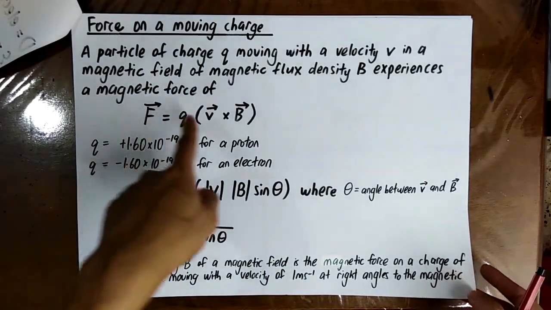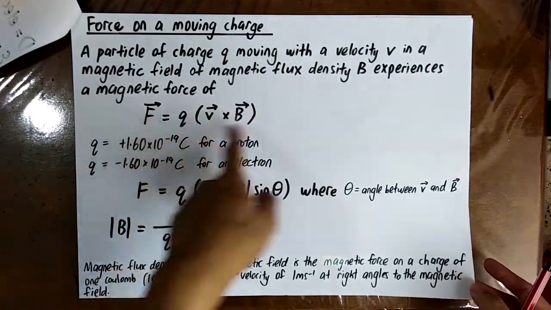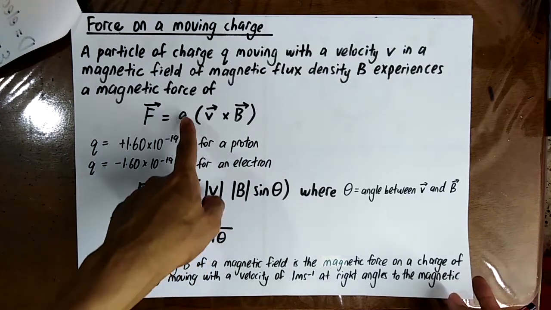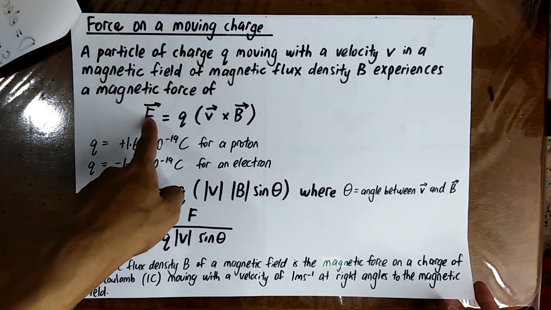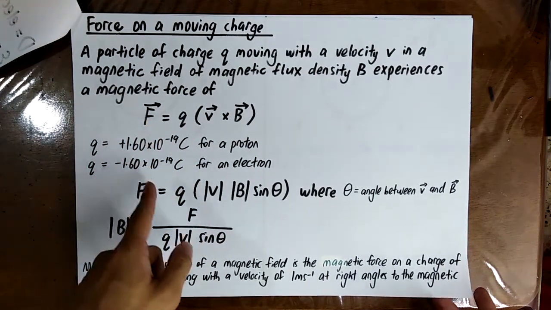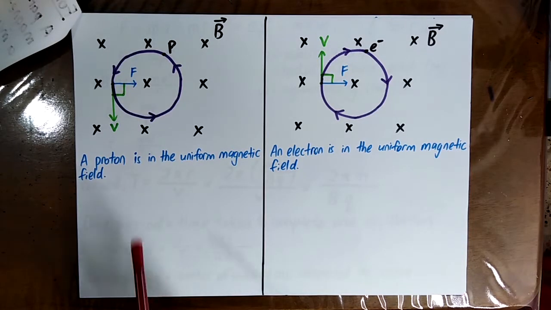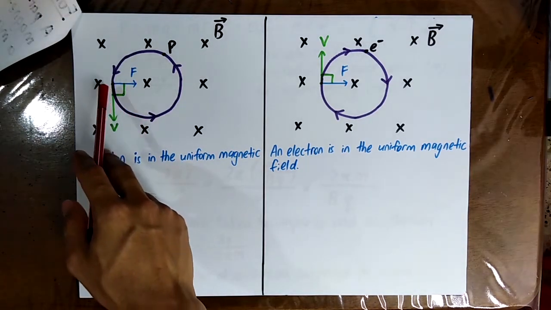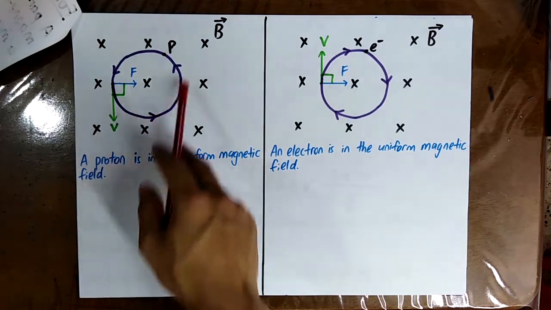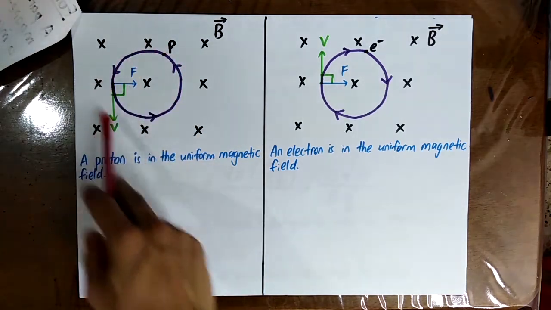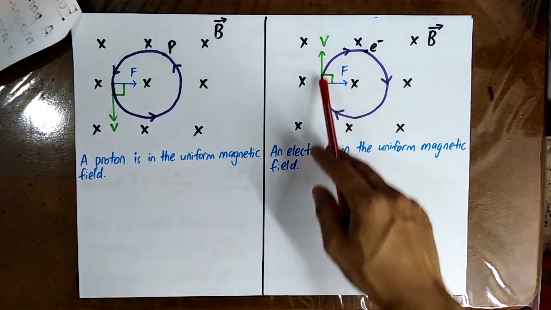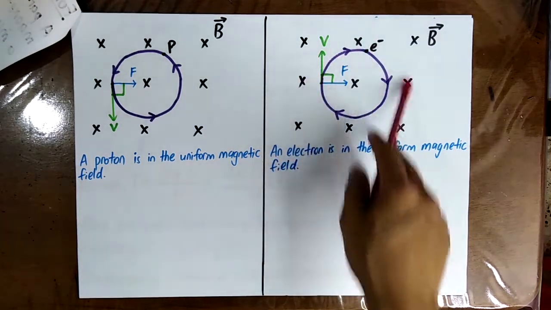The electron has the opposite charge compared to the proton. So just now from this expression, we know that when Q has another sign, then the F will have another sign. Okay, so you know that the proton will move in an anti-clockwise direction, and then the electron will move in a clockwise direction.